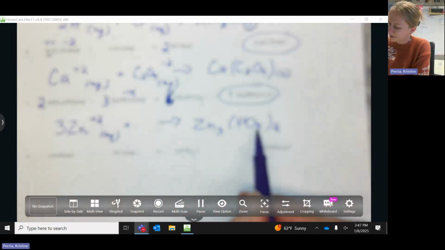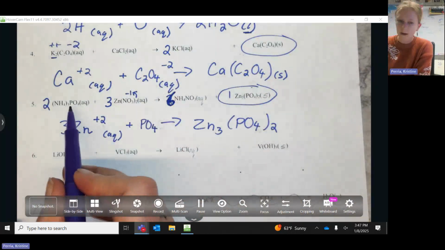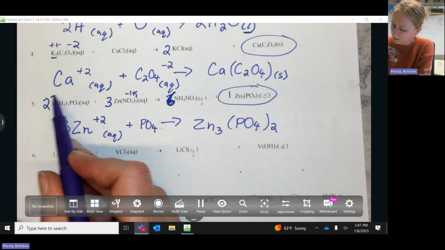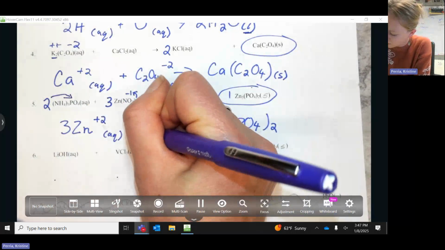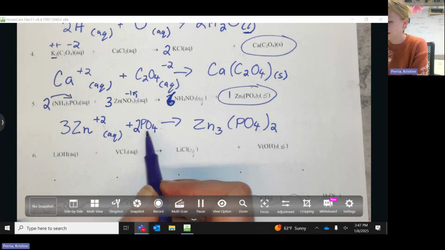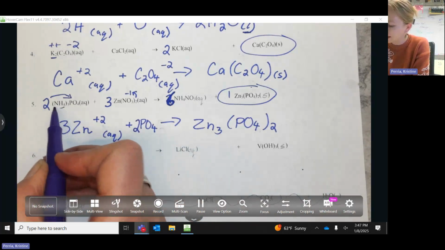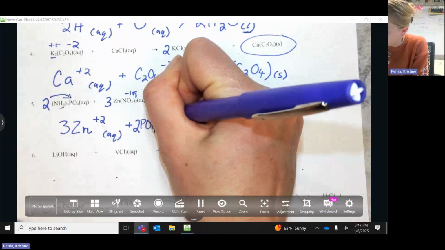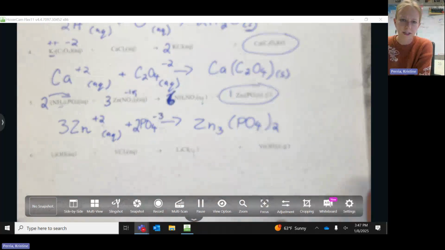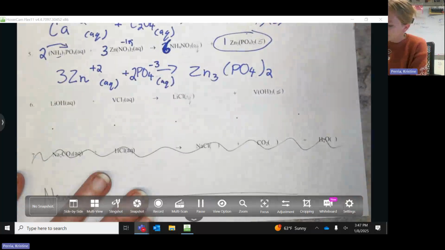Okay. Plus the PO4, which is right here. But you have to remember this 2 distributes. Okay, so there's 2 of them. So we put a big 2 in the front. And then we have to figure out the charge on PO4. There's really no way to know because you'd have to know what the charge is on an NH4, and that's another polyatomic ion. I'll just tell you it's -3. I'll put that in the group chat so you guys have that. And that is aqueous. Okay, last one.